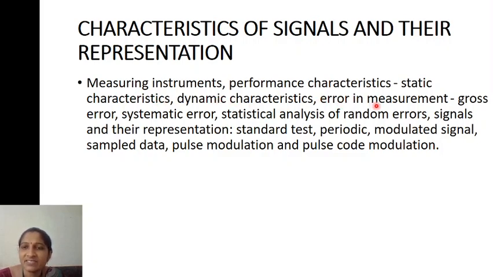And errors in measurement. What are the different errors in measurements? Those are gross errors, systematic errors, random errors. And statistical analysis of random errors, signals and their representation. Under the signals, standard test, periodic signals, modulated signals, all will be there. And sample data, pulse modulation, and pulse code modulation. So, these are covered under the first unit.